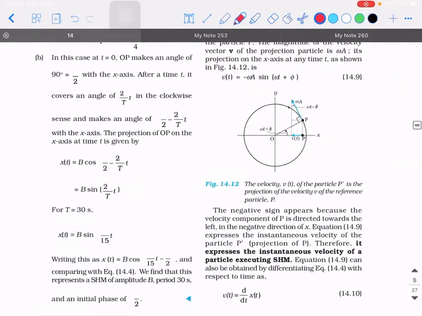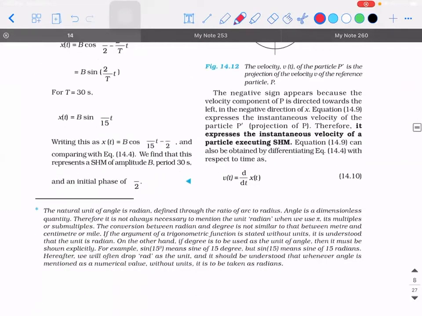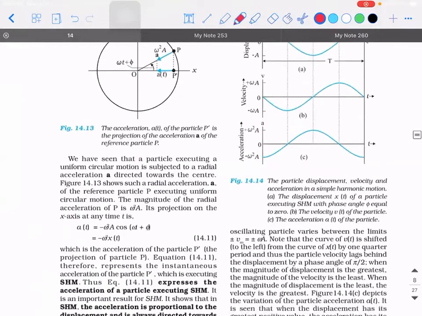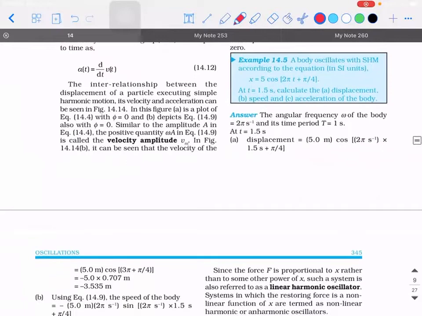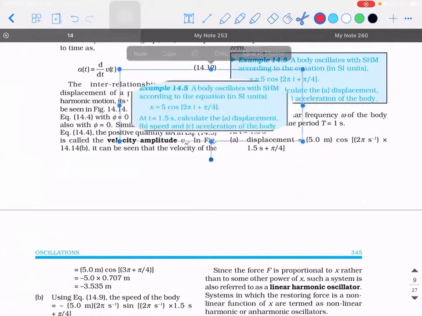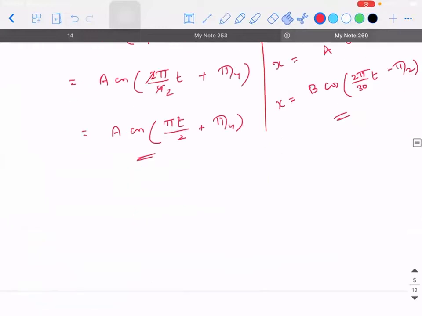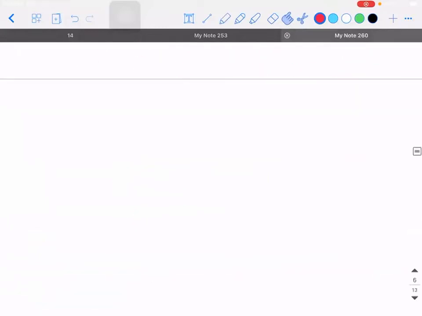Let's see another question. Now see. Let's try to solve this.